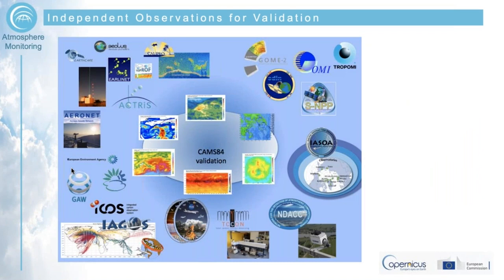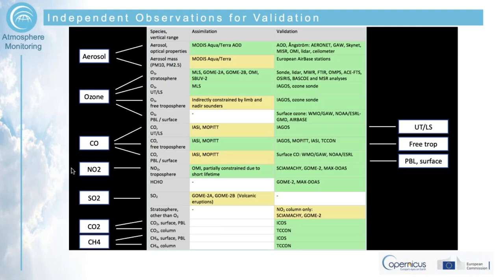This image is just to give you a sense of the range of measurement networks and measurement types which are used for evaluation at the global scale, using in-situ, ground-based remote sensing, aircraft, surface measurements, and also satellite observations, for understanding how well our forecasts compare with other observations. And then this table, again rather complicated, gives you a sense of the species that are included in the CAMS portfolio, their vertical range, what satellites are assimilated, and what instruments and observations are available for validation and evaluation. These are all routinely used for our quarterly validation of the CAMS data.